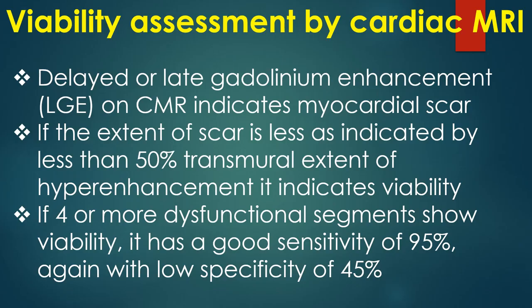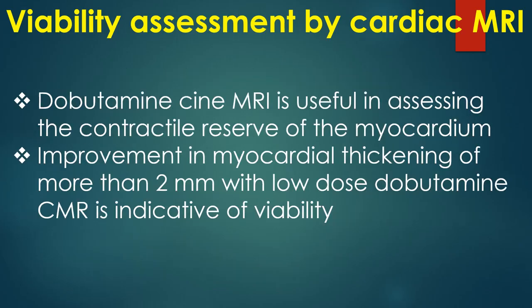If 4 or more dysfunctional segments show viability, it has a good sensitivity of 95%, again with low specificity of 45%. Dobutamine cine MRI is useful in assessing the contractile reserve of the myocardium. Improvement in myocardial thickening of more than 2 mm with low-dose dobutamine CMR is indicative of viability.